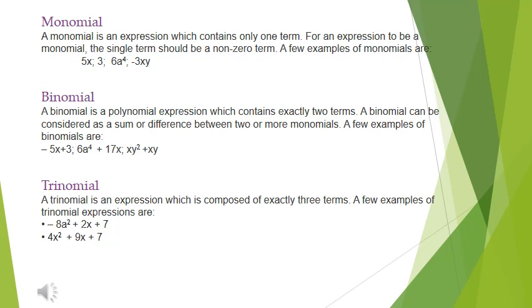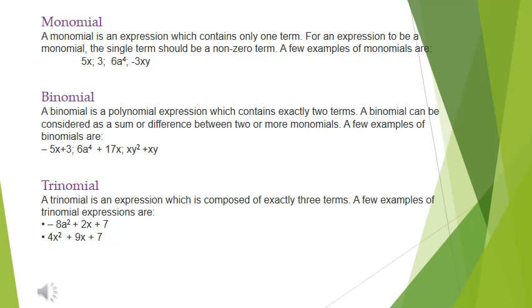Students, look at the given examples of monomial, binomial and trinomial. In the first example, there is one and only one term in each expression, like 5x. 3 is a constant polynomial, meaning if a term has only a numerical value other than a variable, we can say it is a constant polynomial. Again 6a, then minus 3xy, these are examples of monomial. After that, look at the second one.